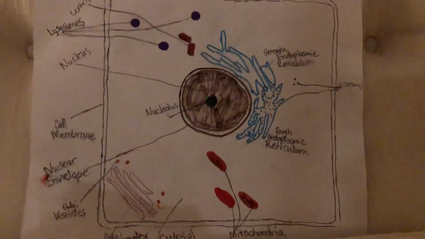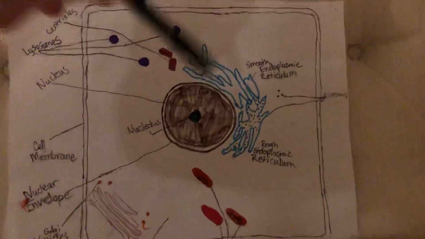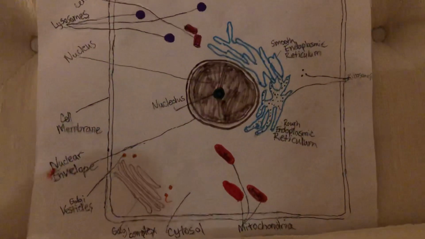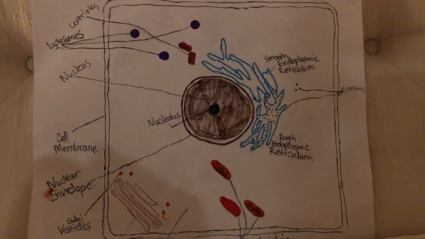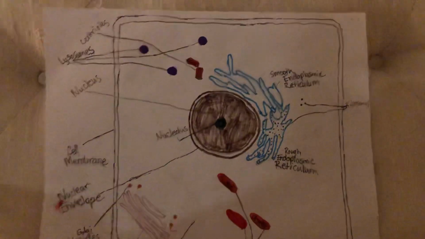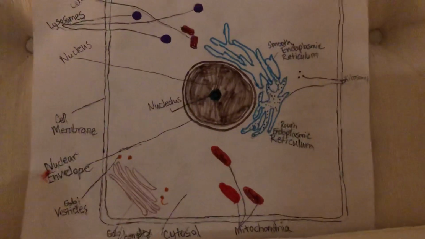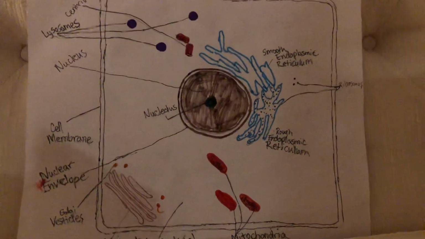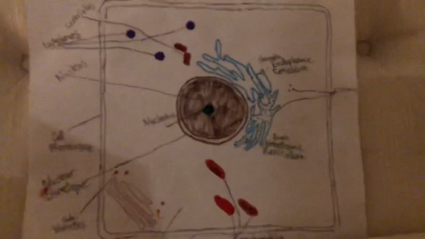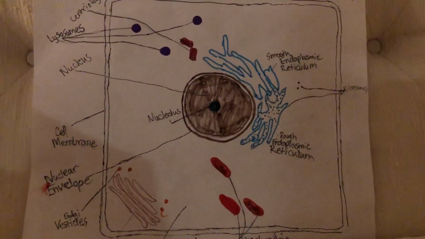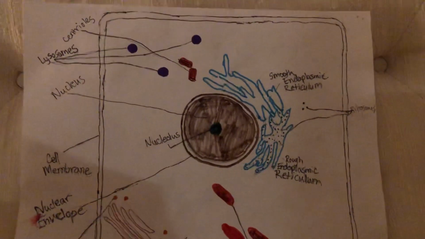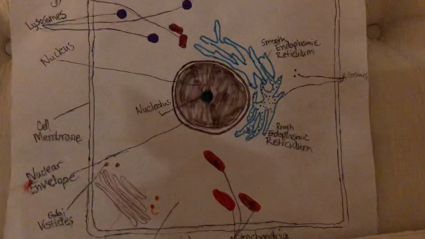So there are two kinds of ER. There is smooth endoplasmic reticulum and rough endoplasmic reticulum. And so first let's do rough ER. As you can see, that looks a little rougher. That is because it is covered in ribosomes. So rough ER is connected to the nuclear envelope, and as I said, it is covered in ribosomes. Its function is that it produces and synthesizes proteins and phospholipids.